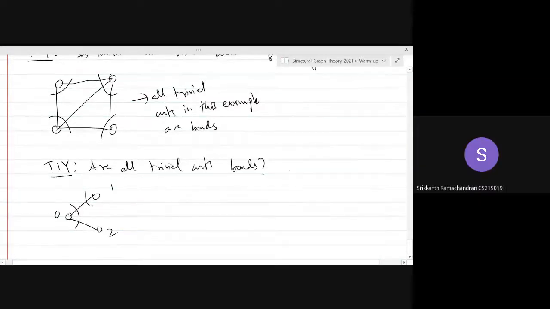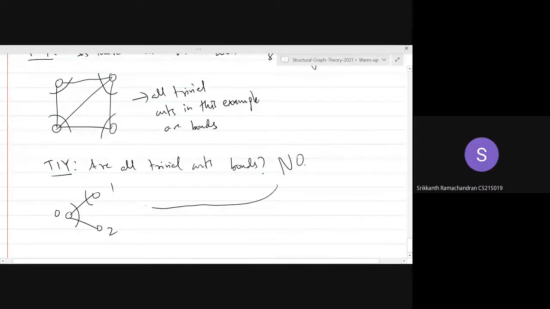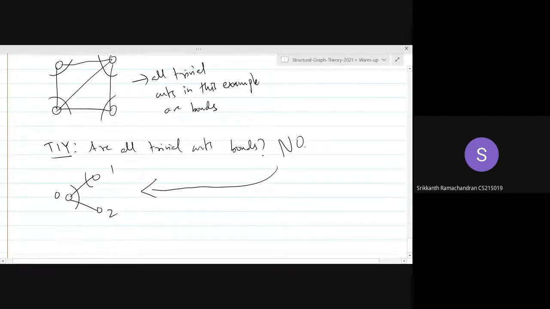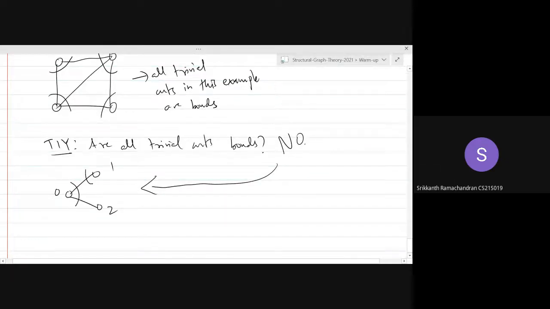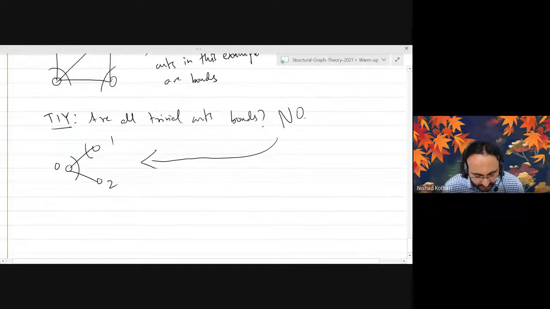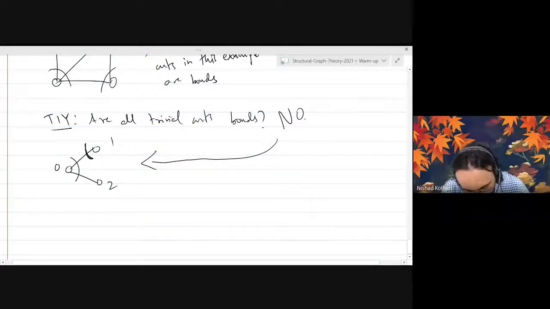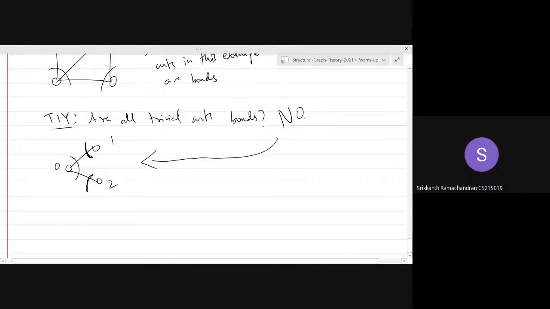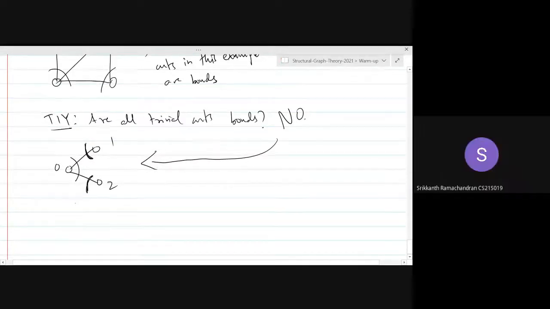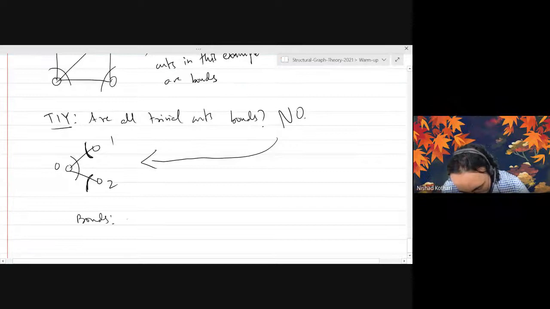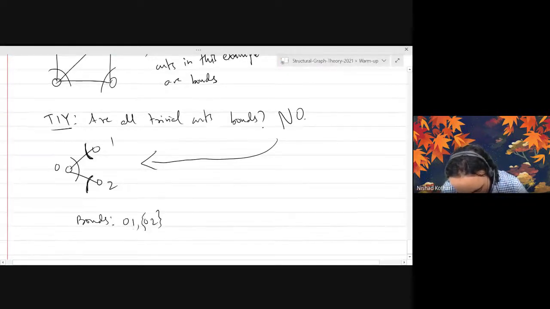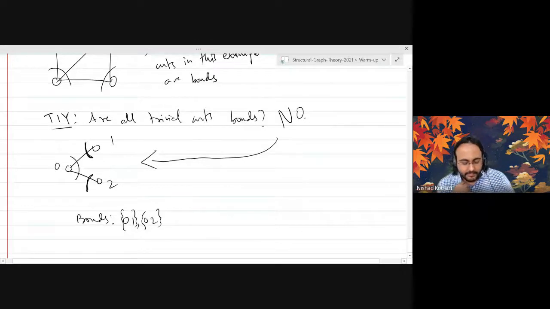So actually, in this case, the trivial cuts are larger than the bonds, because if you want bonds, you need single edges. So I think the only bonds are the edge 0,1 and the edge 0,2. Right. These are the only bonds, just 0,1 and 0,2. And all the cuts of the graph can be generated by these two.